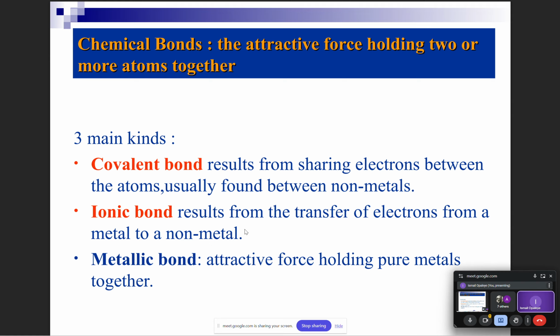So the metallic bond is the attractive force holding the pure metals together in the crystal lattice, or the lattice structure.